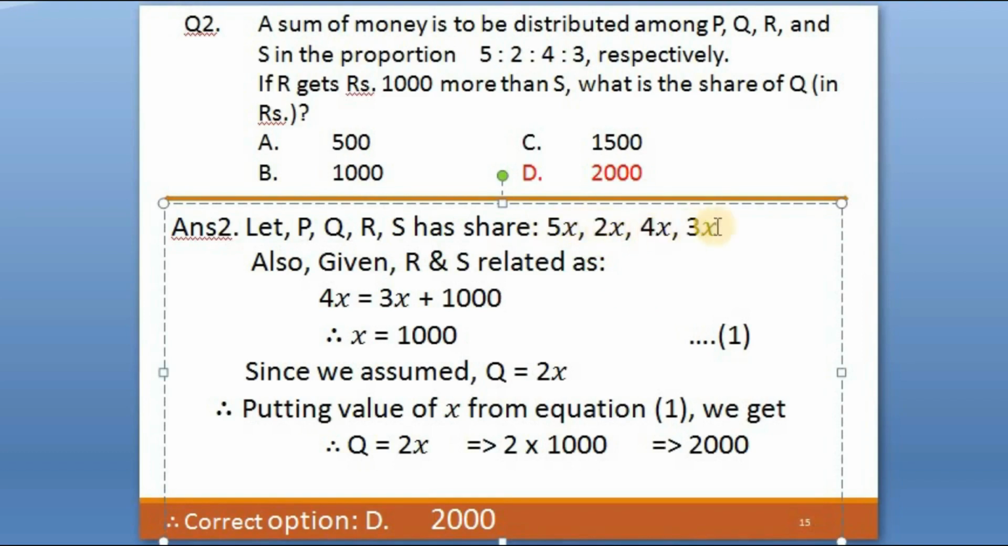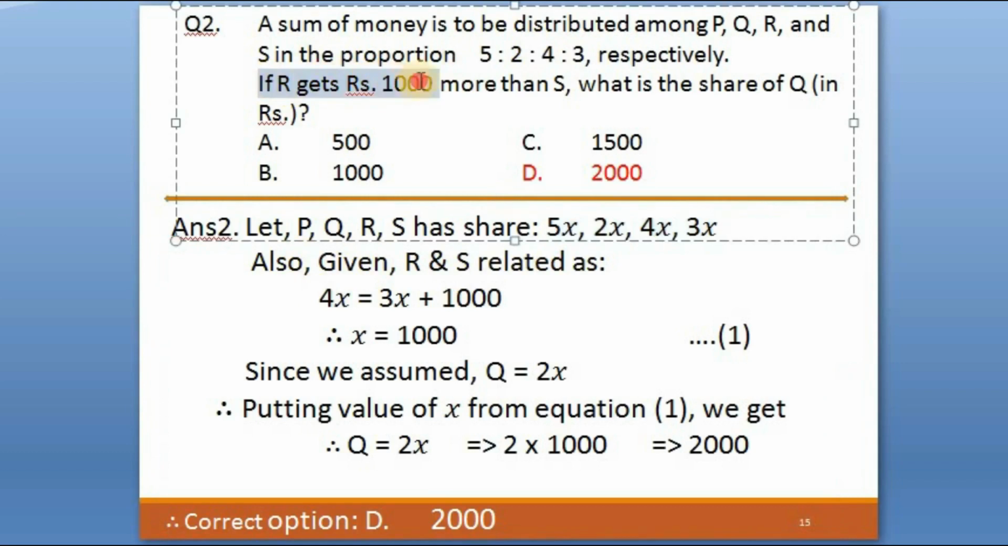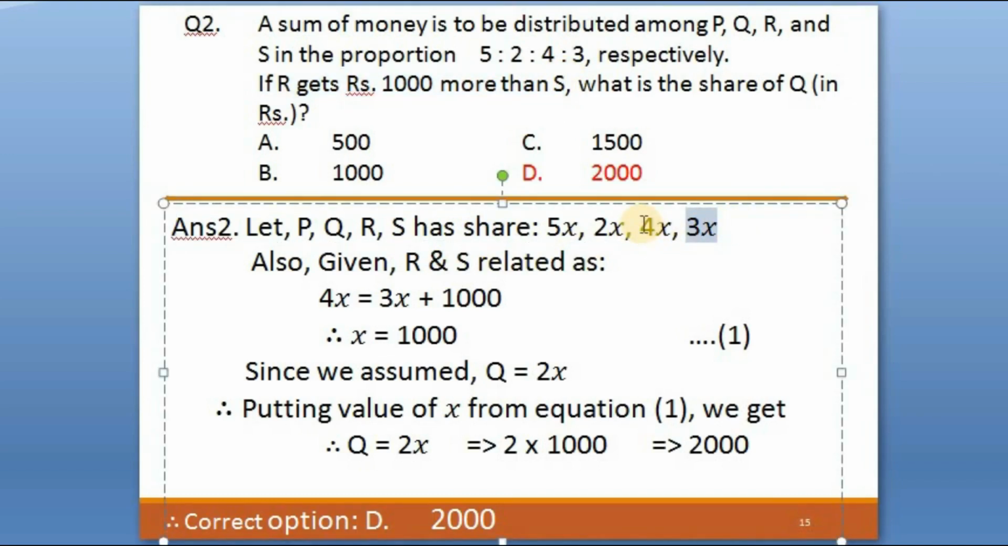Now also given that R and S are related as, since the condition is given as R gets 1000 more than S. So if S is getting 3x, then R is getting 4x. So the relation between 4x and 3x is 4x is equal to 3x plus 1000. So from here we get the value of x as 1000. Since we assumed the share of Q as 2x, by putting the value of x, we will get the share of Q. So that is 2000. So out of these four options, option D is the right answer.